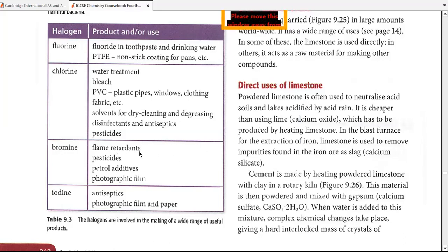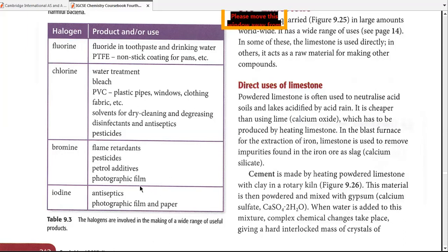Bromine are flame retardants. Flame retardant is something that can retard a flame or stop a flame or get flame to a smaller size. Hence the word flame retardant. Okay. Pesticides, yeah, we know all the halogens are extremely poisonous, so can be used as a pesticide. It's a petrol additive. It was previously a petrol additive. It is not used as a petrol additive anymore because that has become now questionable in the modern world.